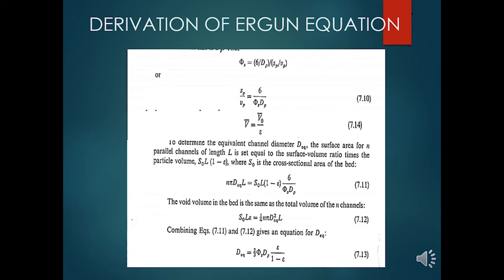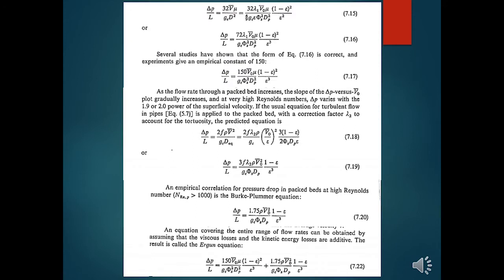2 by 3 phi s dp into epsilon by 1 minus epsilon. When we substitute that equation into the Hagen-Poiseuille equation, which is delta P by L equal to 32 V mu by Gc d square. Gc is here is given only because this expression is written in terms of the CGS units. When we write in terms of the SI units, we normally omit the Gc term.